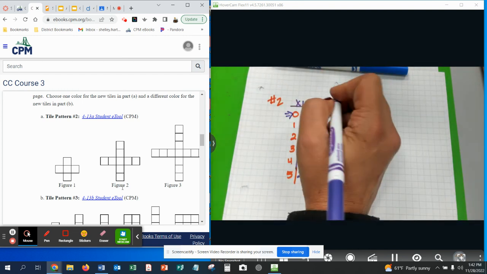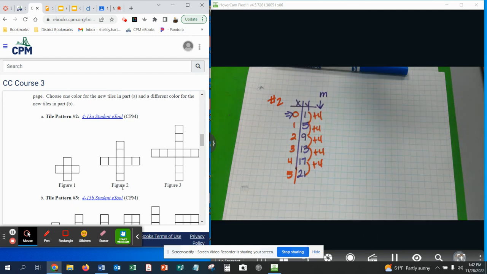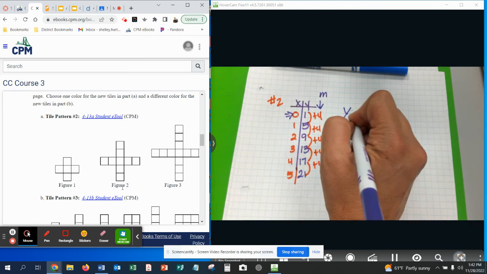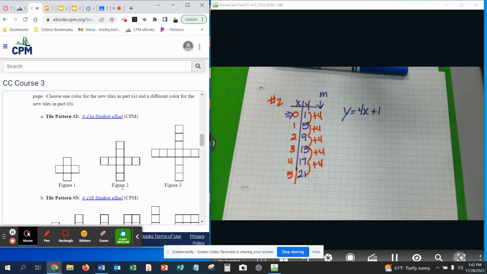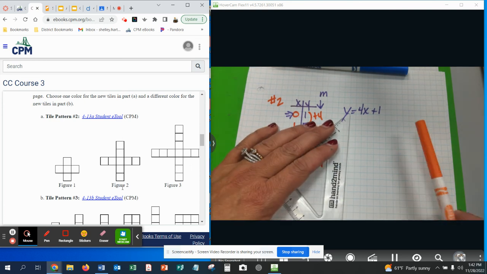Okay, Josiah, you got the last equation. Who can give me the equation? Phil. Y equals 4x. Oh my gosh. What's the last thing I need? What did you say? Thank you.